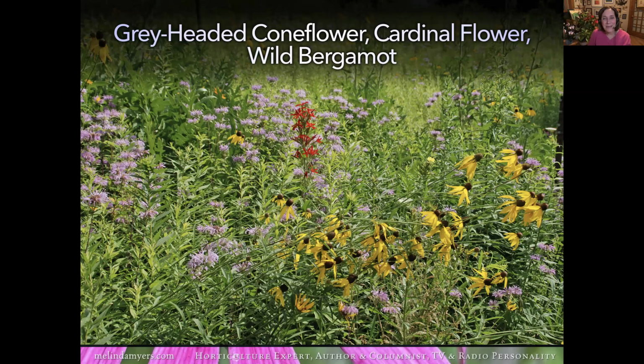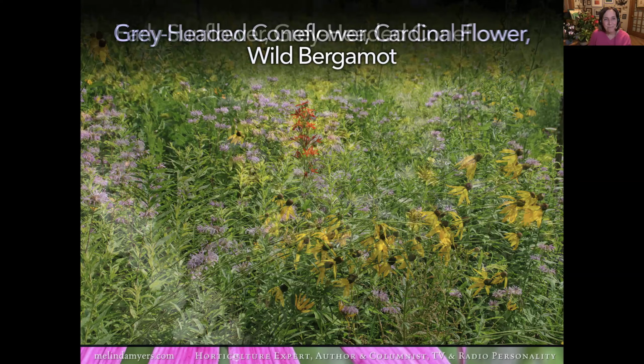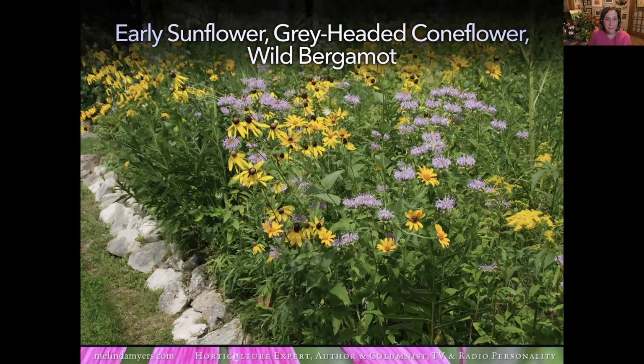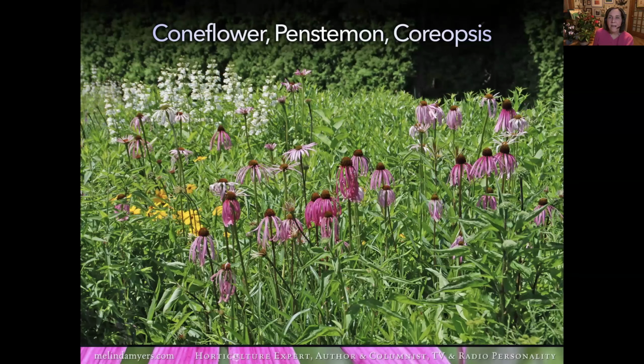But that little bright beacon of red amongst the bee balm, the purple, and the cardinal flower you see, the wild bergamot or bee balm, and the gray-headed coneflower is the one kind of tilting to the right. You'll see the Heliopsis here, the early sunflower, the gray-headed coneflower. That's the one with the kind of pointy cone, and sometimes called Mexican sombrero, and wild bergamot. Look at the difference in the texture that pale purple coneflower provides. You can see the penstemon still blooming in the back.